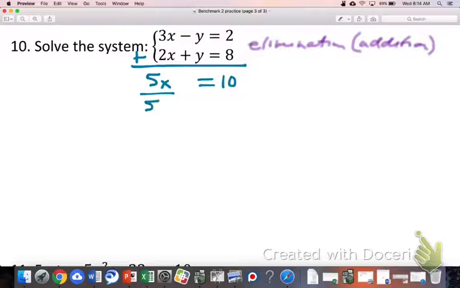At this point I would divide by 5. Therefore x is equal to 2. Plugging back in, we got 2 comma 4, I think, for an answer. Elimination, the better method. Okay, cool.